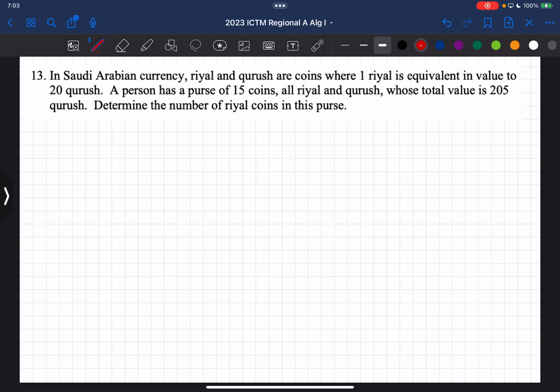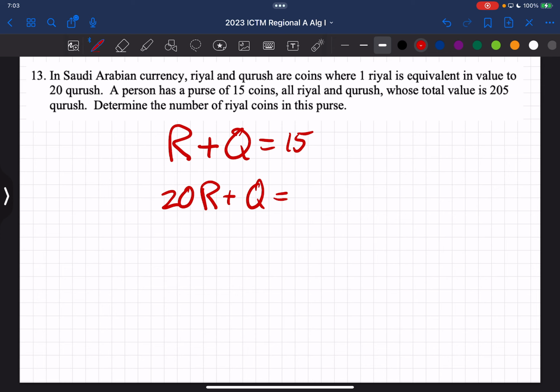Number 13. In Saudi Arabian currency, a rial and kurush are coins, where 1 rial is equivalent in value to 20 kurush. A person has a purse of 15 coins. So the number of rial and the number of kurush add up to 15. And the total value is 205 kurush. Now, remember that the rial is 20 times as valuable as the kurush. So the way we're going to write it is 20r plus q equals 205.